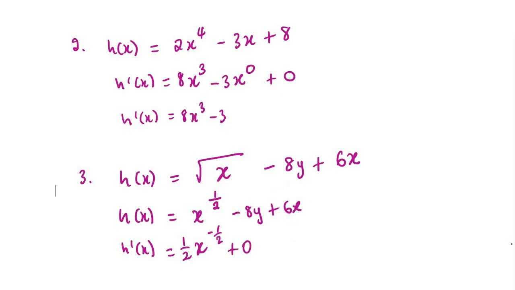And then here, 6 times 1 is going to be 6, and then the 1 that is there, 1 minus 1 is 0. Okay, so your answer there would be half x to the power of minus a half plus 6.